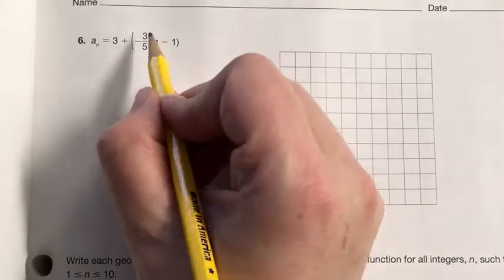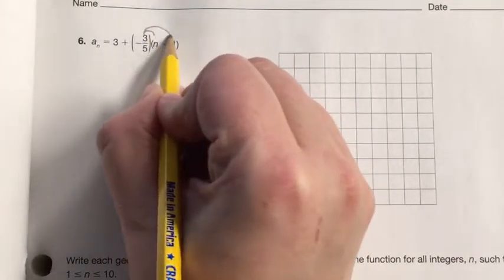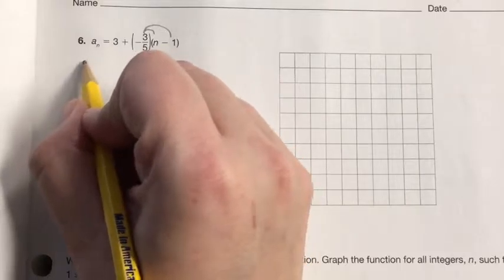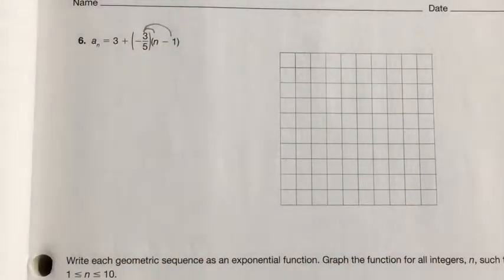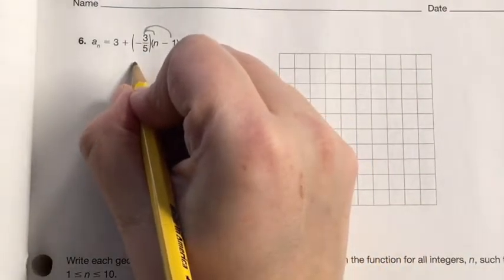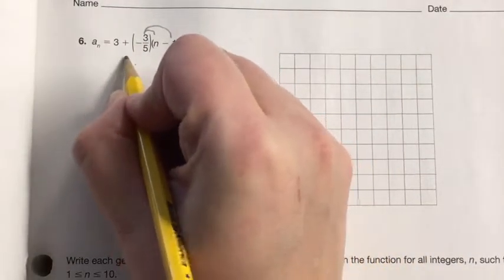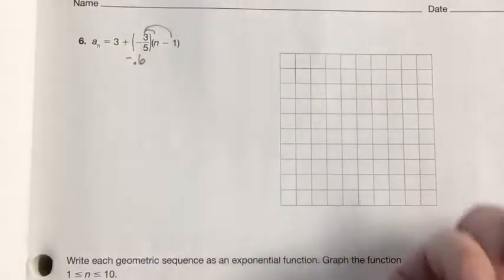Okay. So we're going to do the same types of things. We're going to distribute and then we're going to combine. And notice that these are horrible because they're fractions. So I'm going to do something really wild, and I'm going to change this fraction into a decimal. What is it? Negative 0.6. Okay.